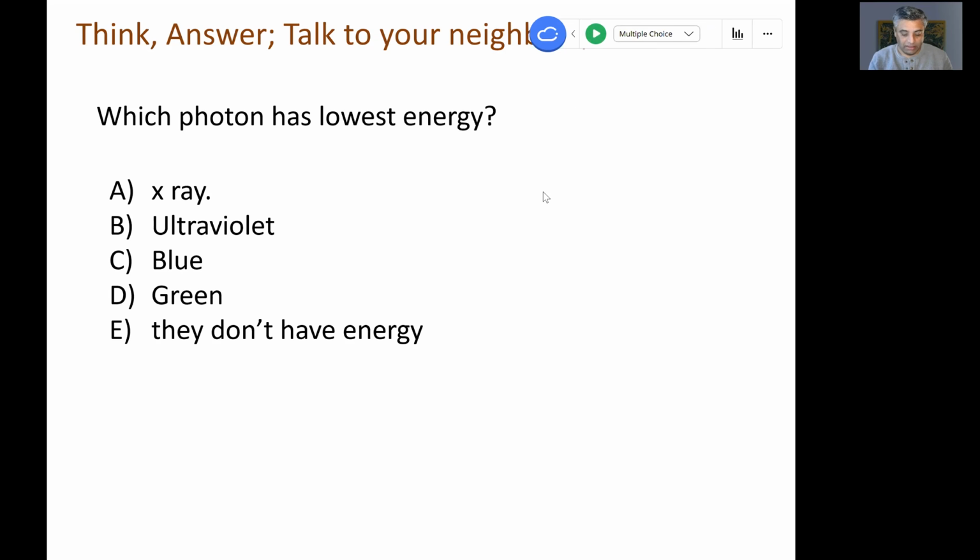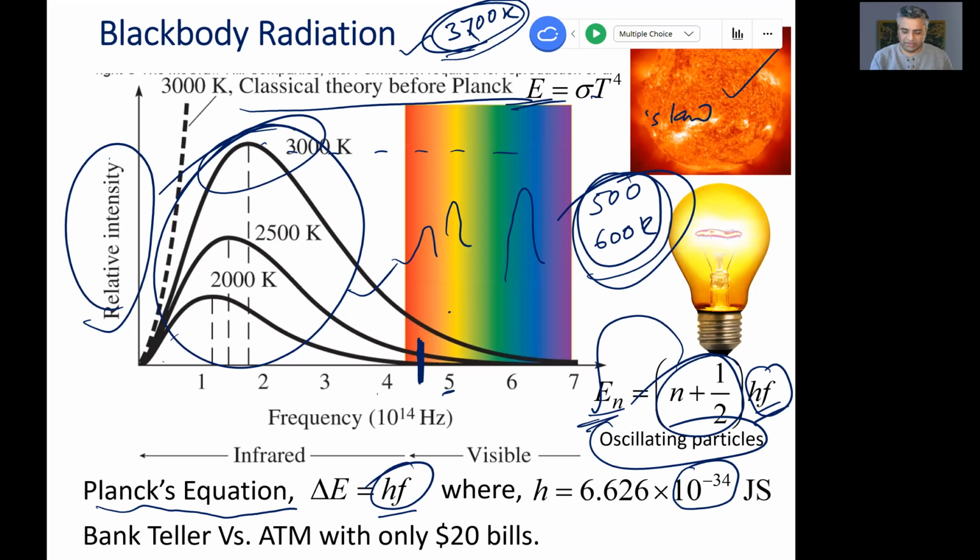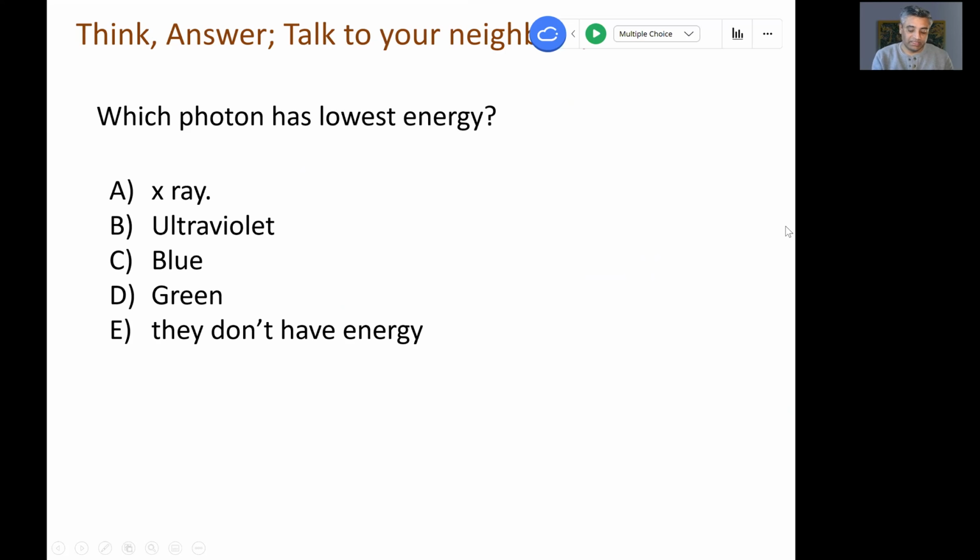Okay. Just like we saw here, the frequency is going from red to yellow to green to blue to purple and then ultraviolet, X-ray, and so on. Okay, so that's what happens. So among the given ones, it looks like the green has the lowest one.